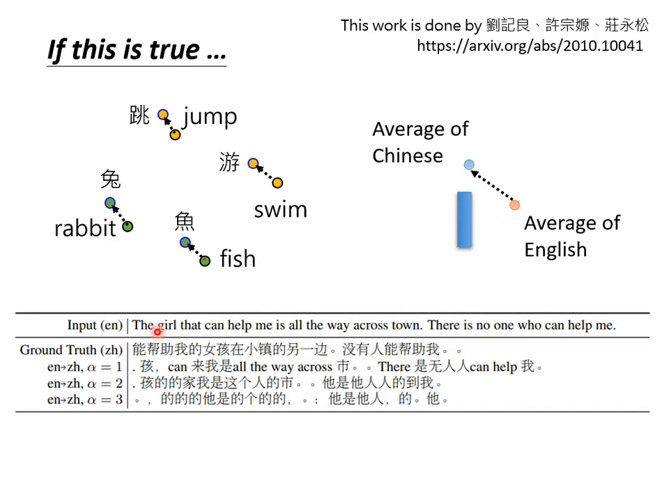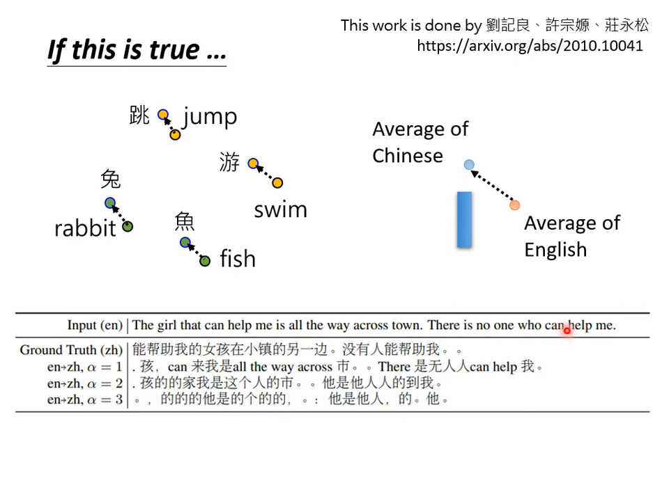I just made a mistake. The sentence entered just now is actually in English. I just thought the input was Chinese. I was wrong. Sorry. I'll repeat it again. The sentence entered is in English. The sentence is, the girl that can help me is all the way across town. There is no one who can help me. The sentence Bert sees is in English.